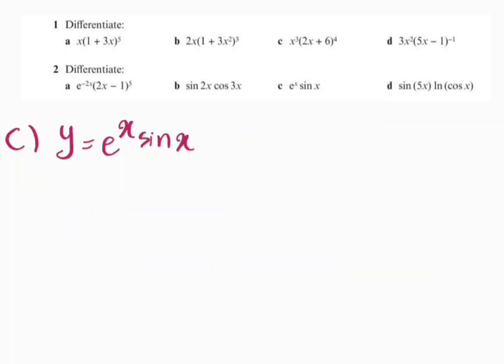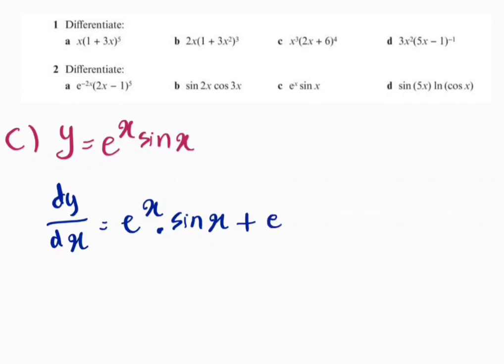C. y is equal to e to the x times sin x. dy/dx is equal to e to the x differentiates to e to the x. Nothing changes, because the power, which is x, differentiates to 1, and 1 times e to the x is just e to the x. So e to the x times sin x plus, sin x differentiates to cos x, as we said, so we get e to the x times cos x.